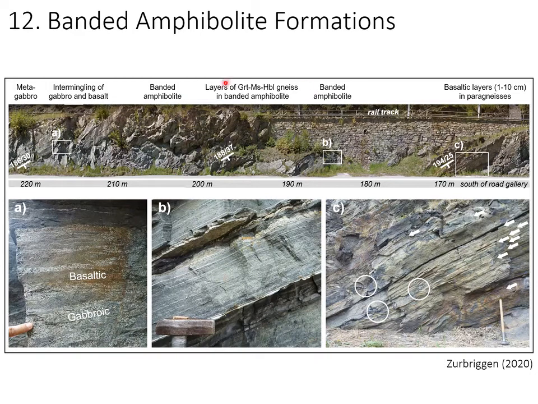We have former septa of paragneisses which became metamorphosed and show large garnets and also micas and hornblende contained in these gneisses. Or we have again multiple layers of basalts which are intercalated with paragneisses. So there's a large diversity of rocks within these formations.